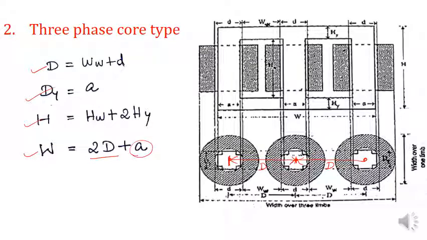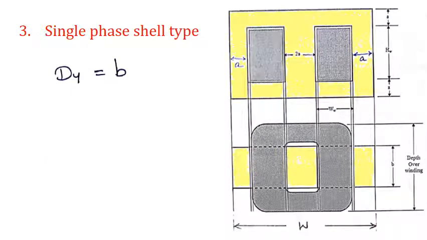Okay, that is overall. Next, let's see the case of a single phase shell type transformer. Here the portion shaded in yellow color is the frame, that is the combination of yoke and core, the iron part. And the portion shaded in gray color indicates the winding, which is present in the window. Okay, let's see the dimensions.